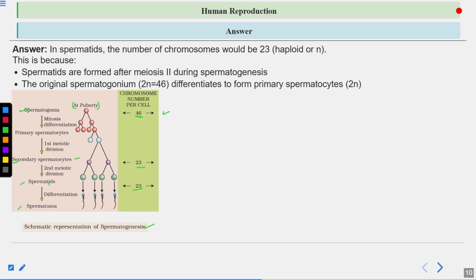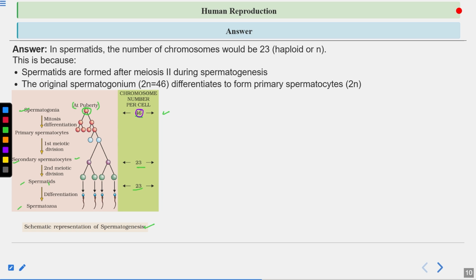These reddish colored cells are the spermatogonia. They are increasing in number by mitosis. Mitosis is equational division, so the cells formed by mitosis will have the same number of chromosomes. So all these red cells are spermatogonia, and they have 46 chromosomes, meaning 2n.